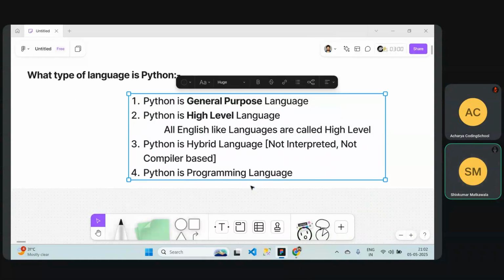Next one is Python is a programming language. Yes, we know Python is a programming language because we use this language to communicate with our machines, our computers, our servers, guys. So I hope you understood now what is meant by general purpose, what is meant by high level, and what is meant by programming.